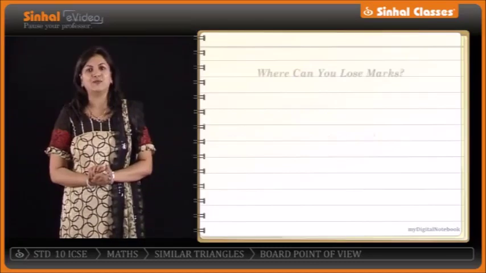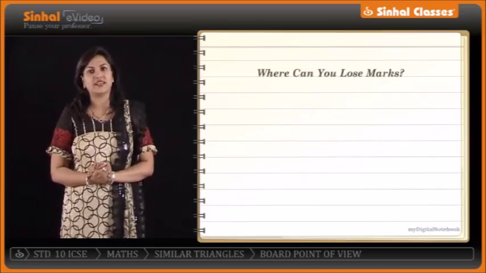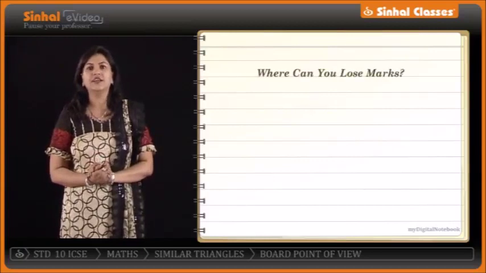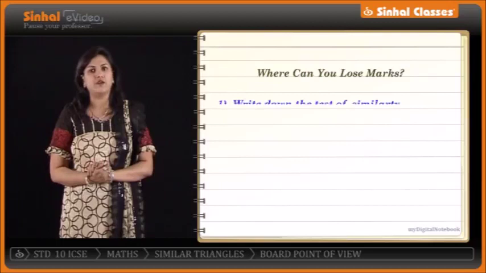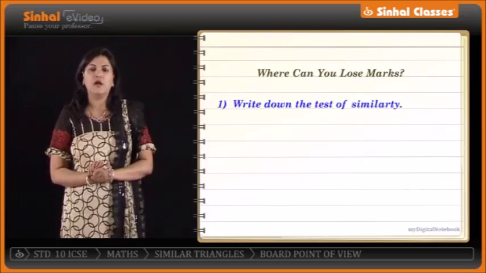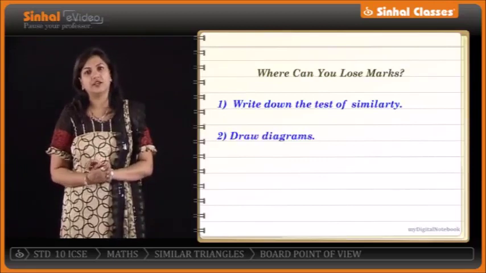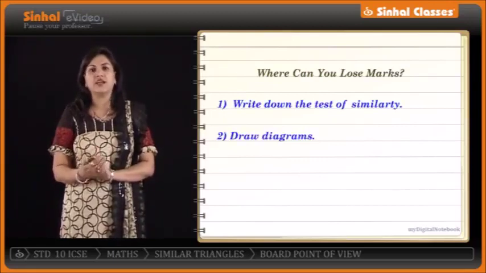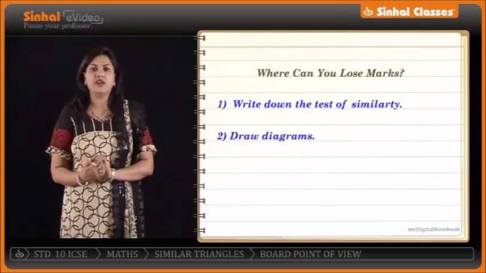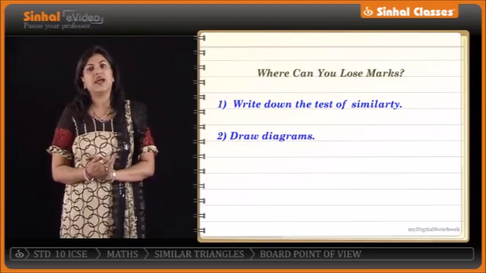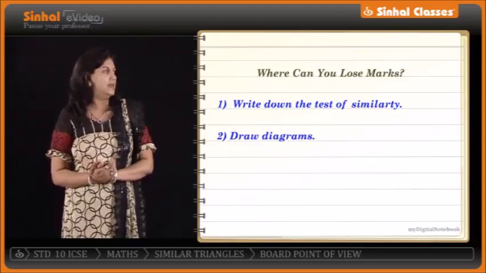Where can you lose marks in this topic? Whenever you are solving a sum and you are proving two triangles to be similar, write down the test of similarity. Also, draw the figures everywhere in the solution. Even though they are given in the question, redraw them in the solution and in pencil only.